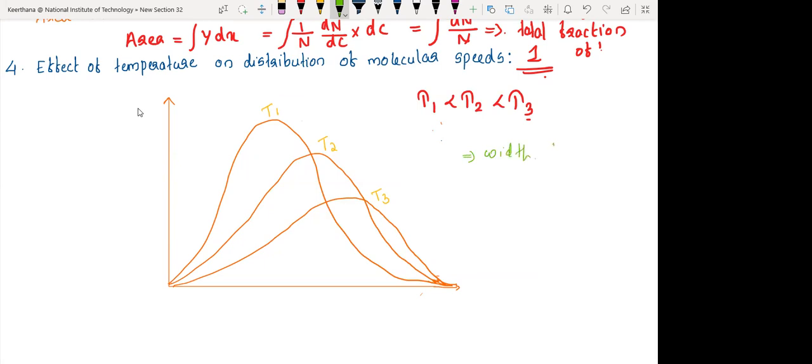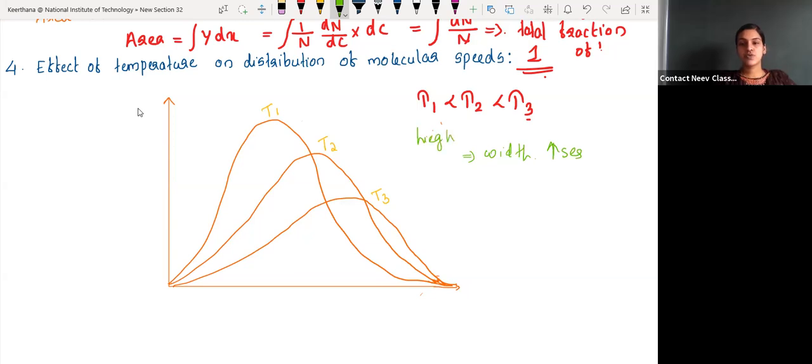Increases. It should increase. If the height decreases, width should increase because the area under the curve is a constant. So you can write as temperature increases, height decreases.